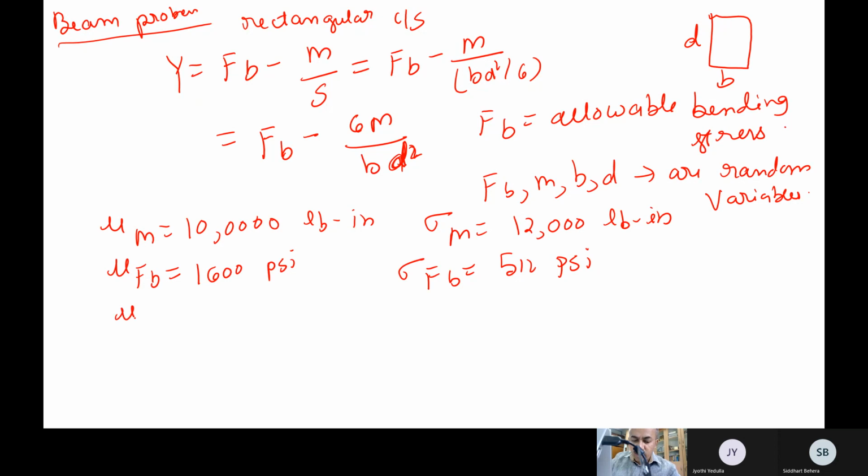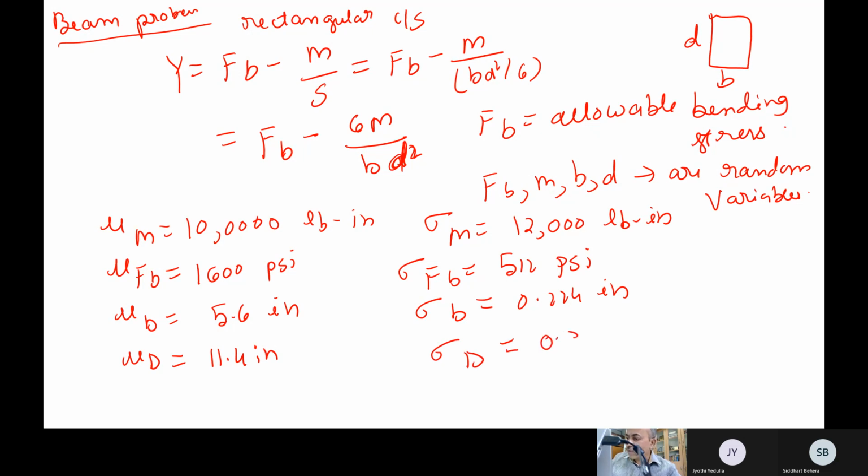Then we have the breadth of the beam. So this is 5.6 inches, and its standard deviation, say, is 0.224 inches. And then you also have the depth of the beam. So this also is a random variable, and its mean value is 11.4 inches. And its standard deviation, say, is very small, 0.342 inches. So these are the random variables. Now we have to find the probability of failure or whatever quantity we have.